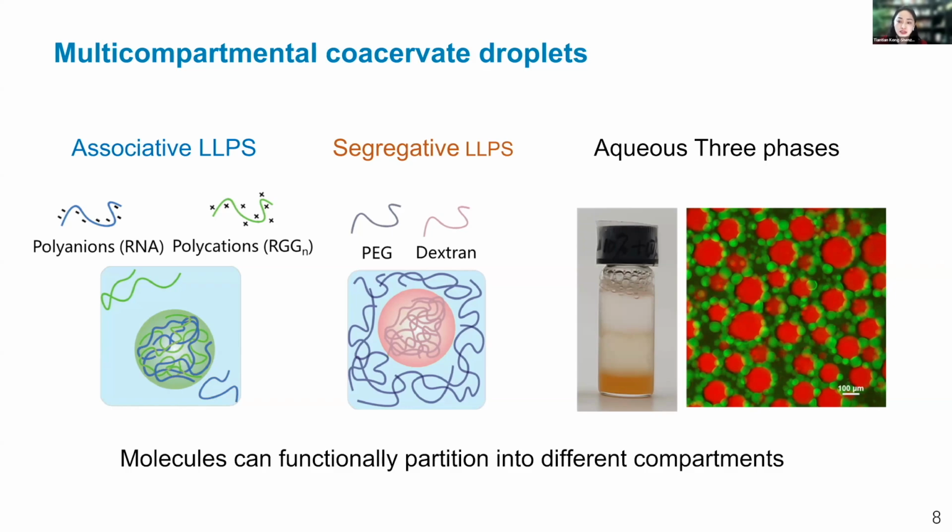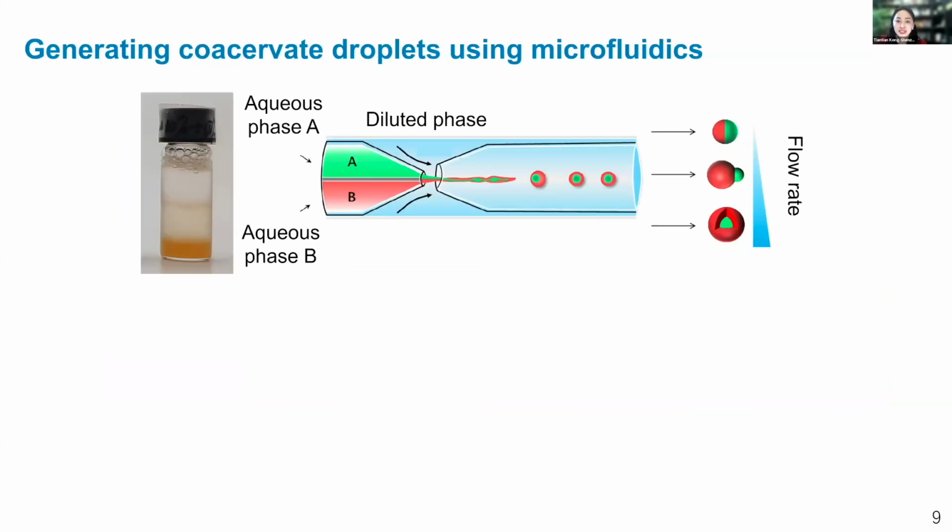highlights that different molecules can enter specific compartments, and we envision that this multi-compartmental droplet structure can be very useful for multi-step reactions. And subsequently, by incorporating these 3 coexisting aqueous phases in a microfluidic setup, we can form uniform droplets.